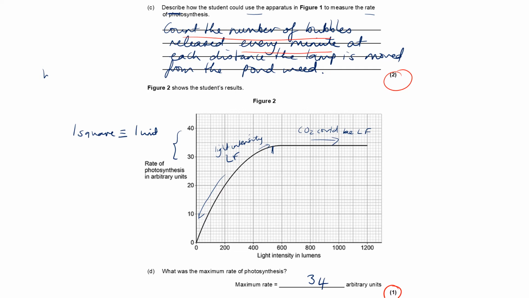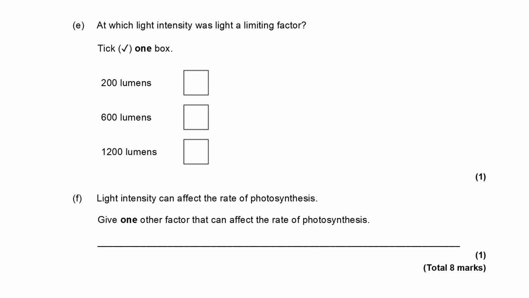Part E is a multiple choice question, and I've got a choice between 200 lumens, 600 lumens, and 1200 lumens, for which part of the graph shows that light intensity was a limiting factor. Because I had already annotated my graph, it could only be one value, which is 200 lumens.